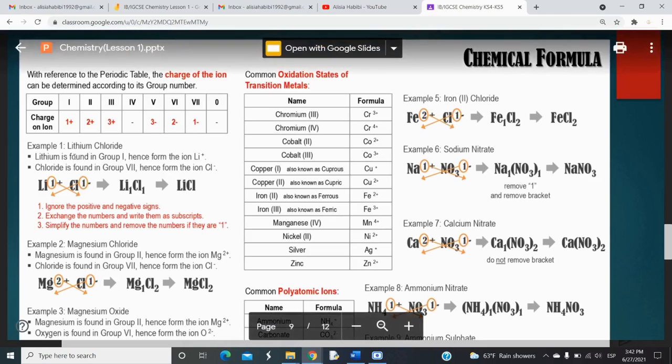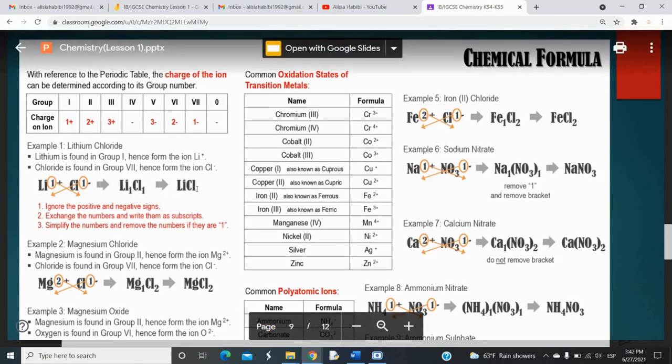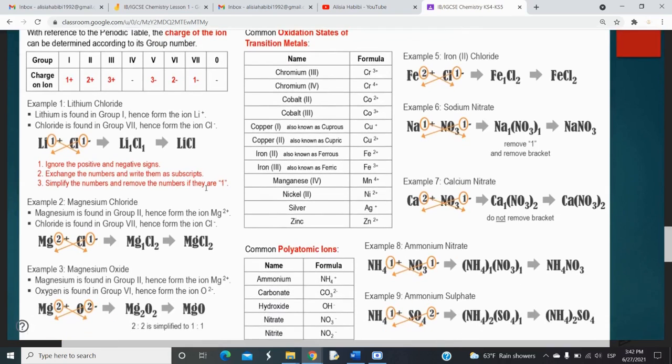For example, lithium belongs to group 1, hence it's going to take a charge of +1, or just plus. So if you wanted to combine lithium and chloride together, chloride belongs to group 7, and group 7 has a charge of -1. So if you put the charges above the elements and you exchange them, they become subscripts of these elements. Subscripts means the number at the bottom. And so we have 1, 1. By convention in chemistry, you don't need to necessarily write the ones. You just write lithium chloride. So that's pretty much the steps to go about deriving chemical formulas.